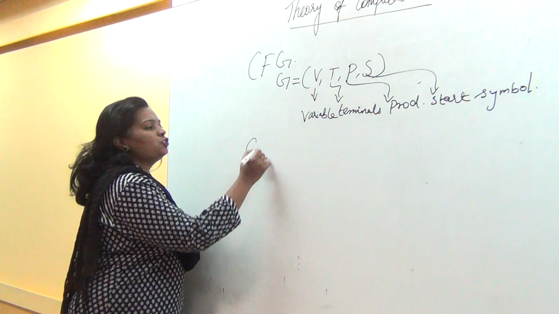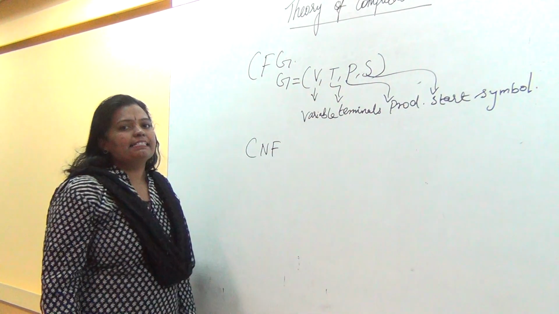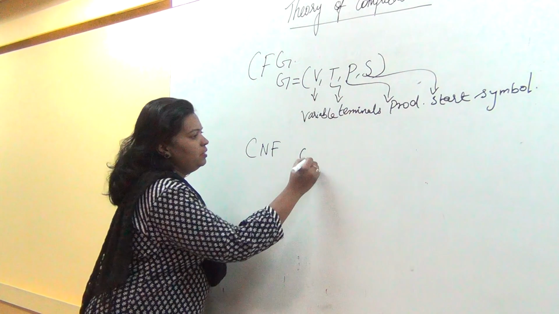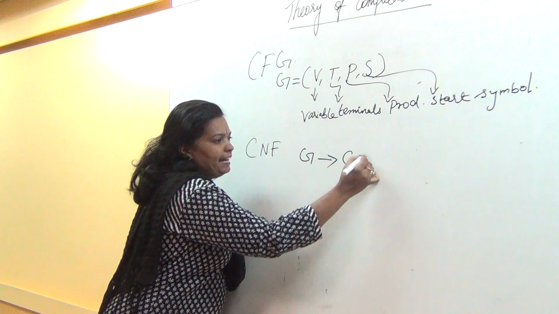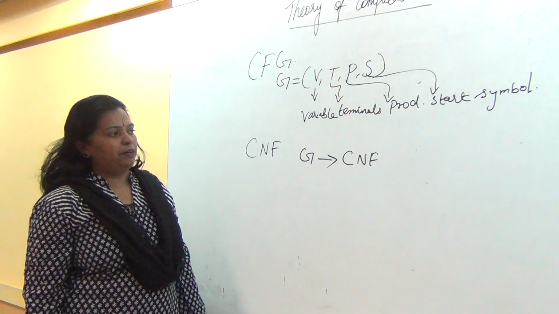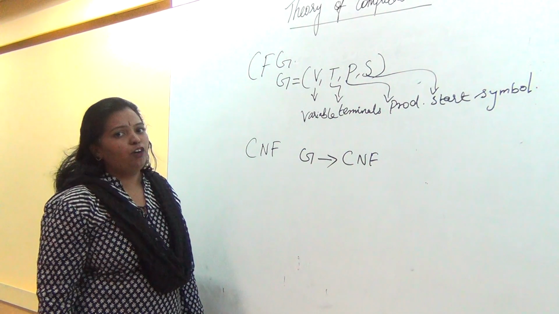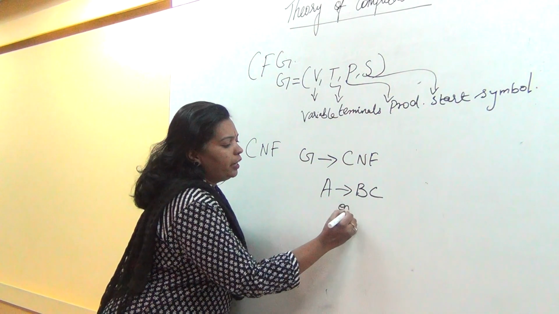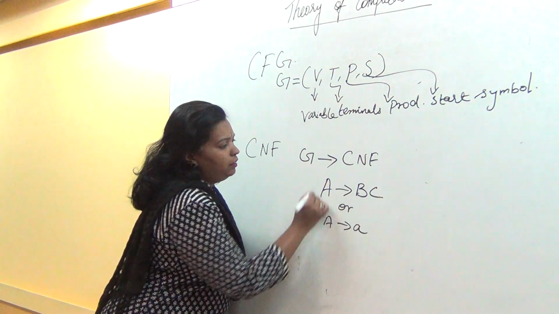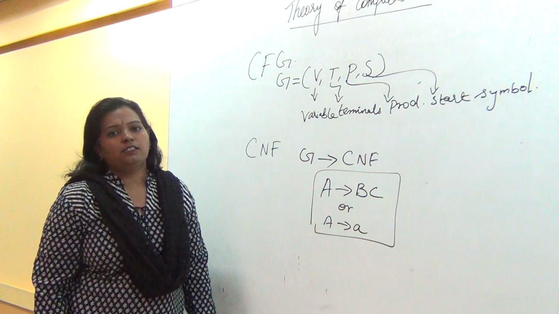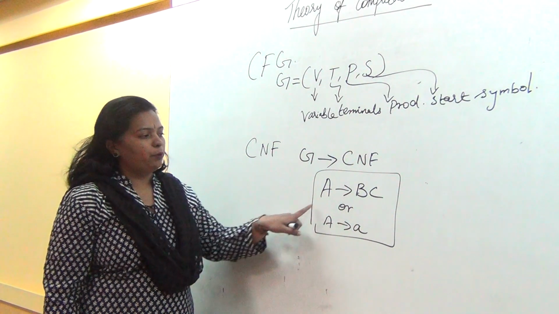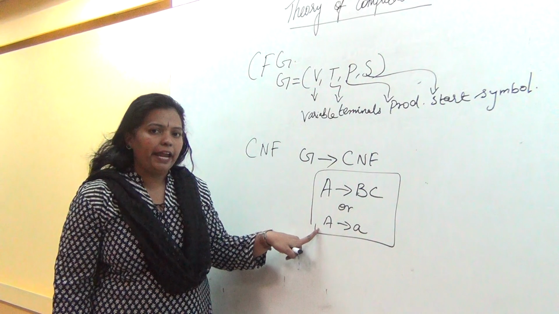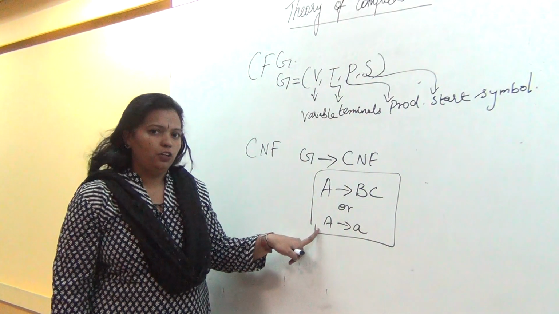So, we should know what is meant by Chomsky normal form. We call it CNF. The definition for Chomsky normal form is: any grammar G can be called CNF when any of the productions has the form A tends to BC or A tends to a, then we call this grammar Chomsky normal form. Any production which has either this form A tends to BC or this form A tends to a, we call it Chomsky normal form.